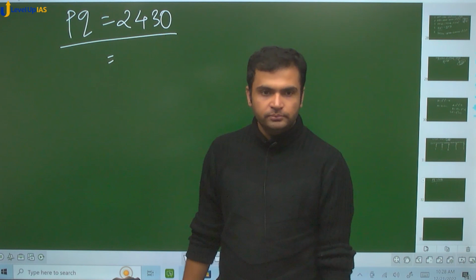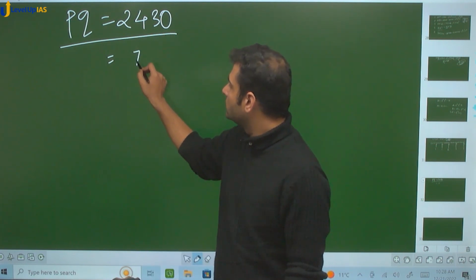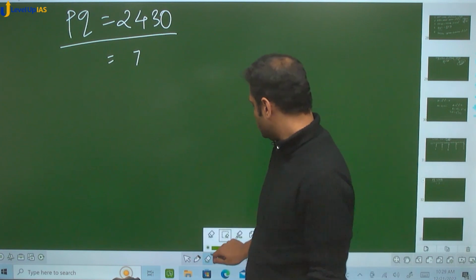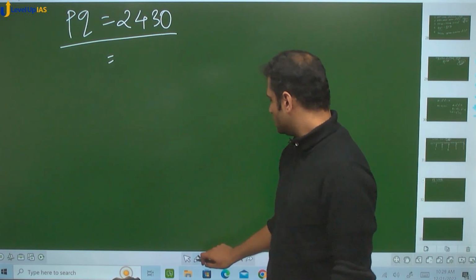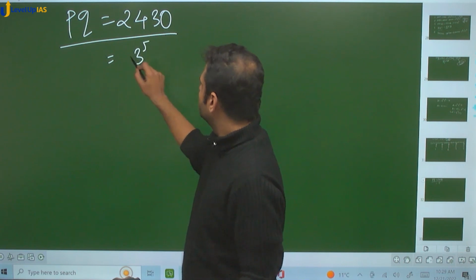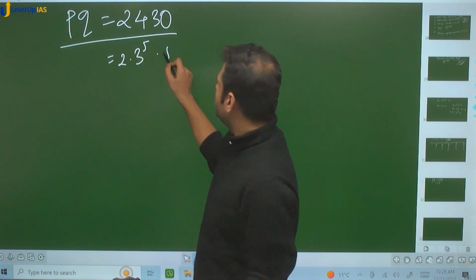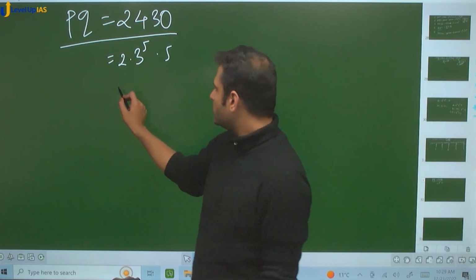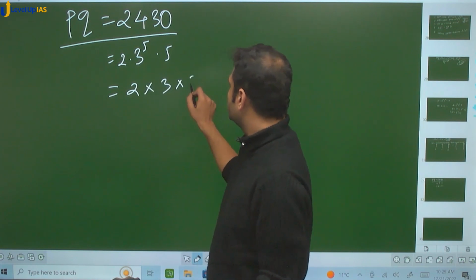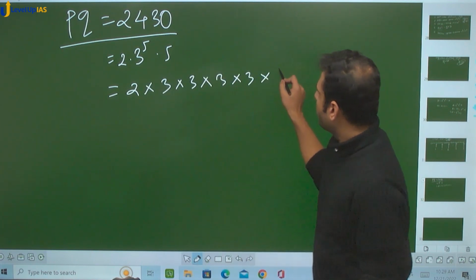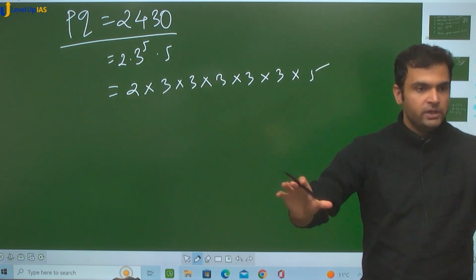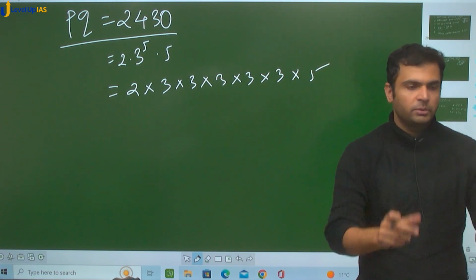prime factorization क्या होगा इसका? 2430 है, कुछ और है नंबर? 2430 ही है ना? 243 is 3 raised to 5, 2 into 3 raised to 5 into 5, that is prime factorization, right? Let us write it in expanded form. Now I want to split this product into 2 parts such that one part is reverse of other, because that is the condition.